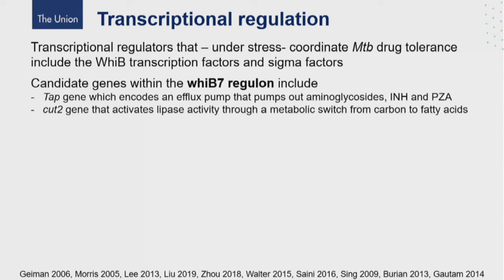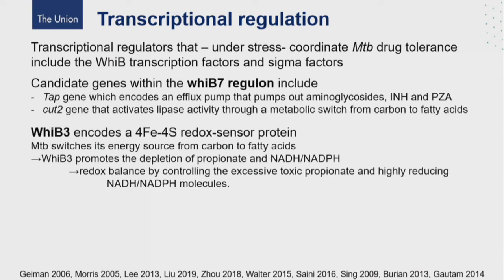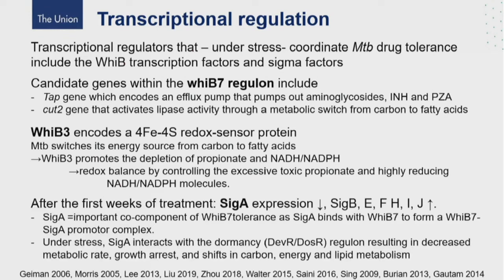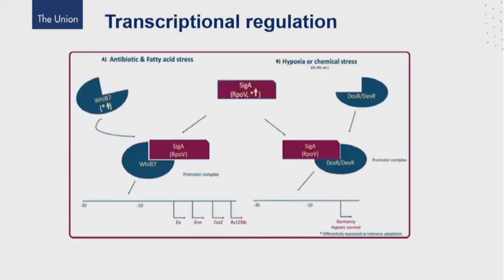We have the WhiB7 regulon, we have the WhiB3 regulon, and we have the SigA factor. WhiB7 has different genes. WhiB3 works on a redox sensor protein, and SigA is interesting because under stress it actually forms a promoter complex with WhiB7 and SigA, and then interacts with the dormancy regulon. What you can see here is the interaction of WhiB7 with SigA and then SigA with DosR.